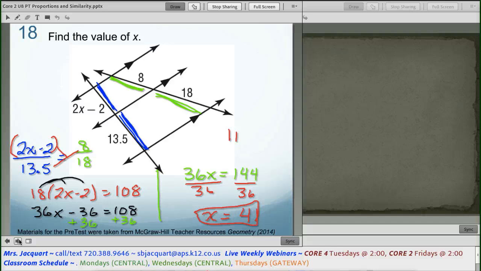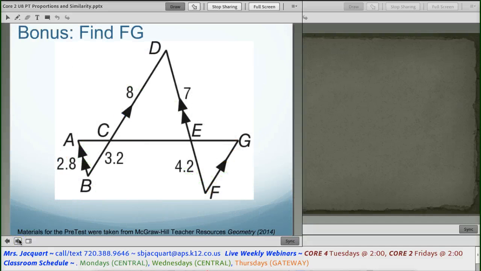Okay. All right, bonus, find FG. All right, you got to figure out FG. So since that's a bonus, enjoy.